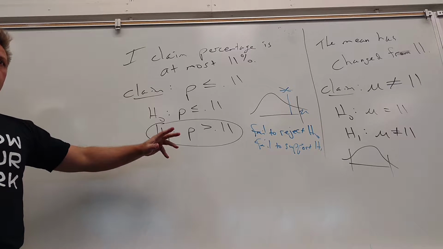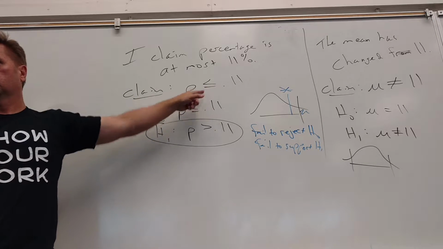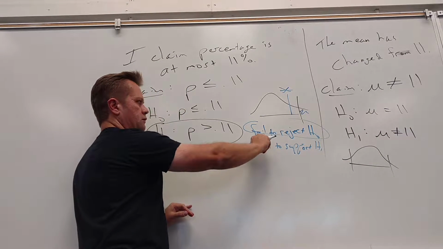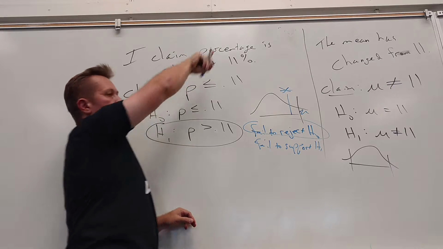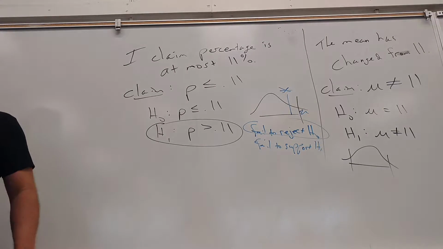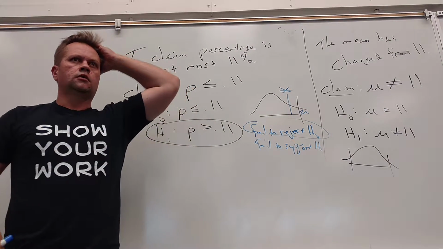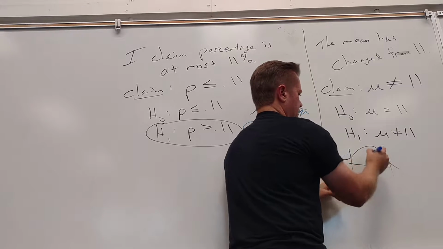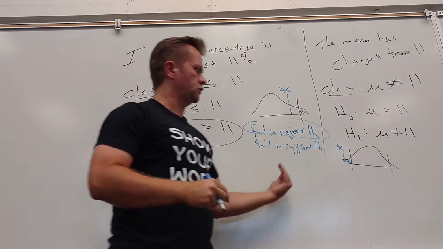Which one was the claim? The Ho, so then I use this language. We have not found sufficient evidence to reject the claim that the percentage is at most 11%. If I didn't make it far enough away. Is that cool? So over here, same thing. What if I made it in there? What if I got a sample that was so far below it?